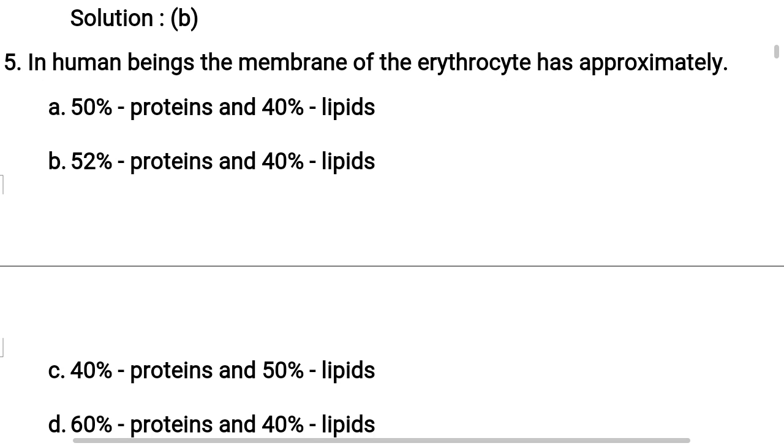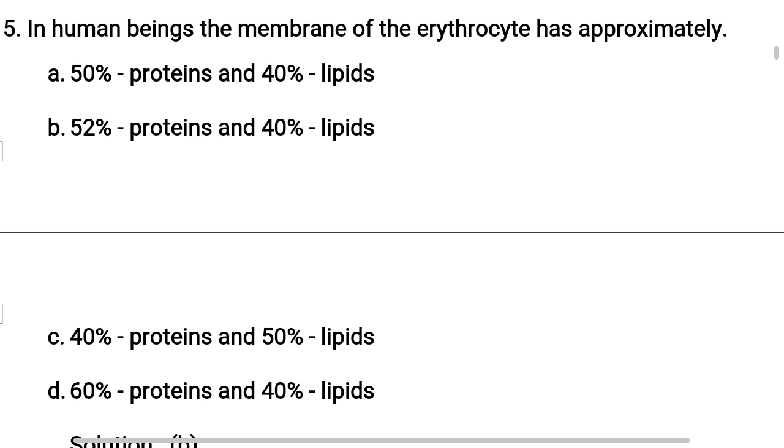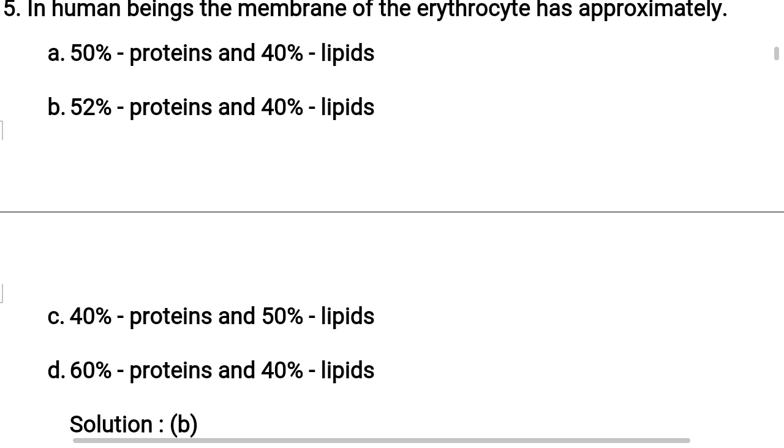In human beings, membrane of erythrocyte. Another name for erythrocyte is RBC, red blood cell or red blood corpuscle. The thin outer membrane is called a cell membrane or plasma membrane. It has a specific composition in it. Understand? So now let's see options for this.